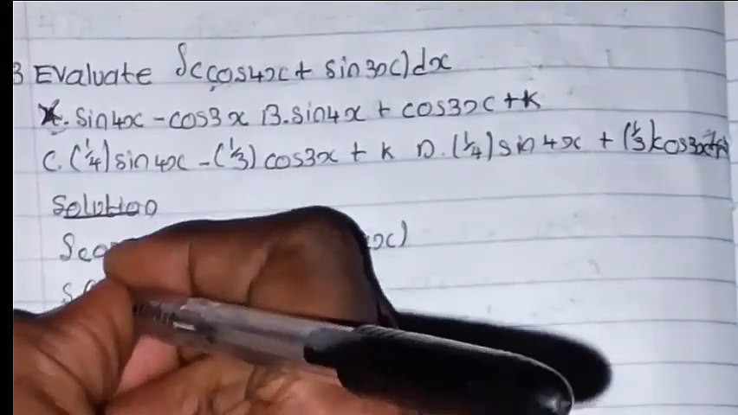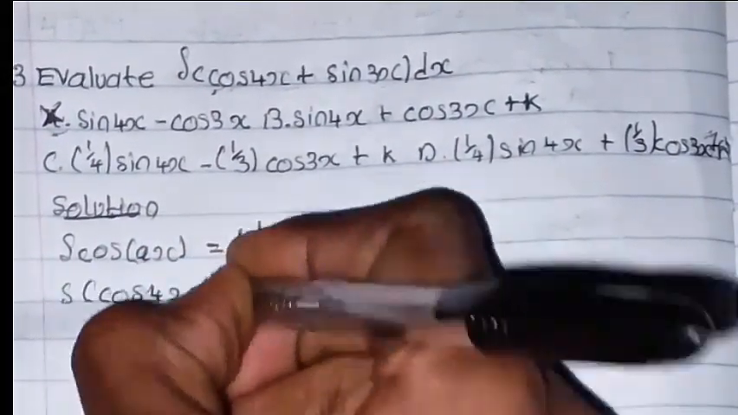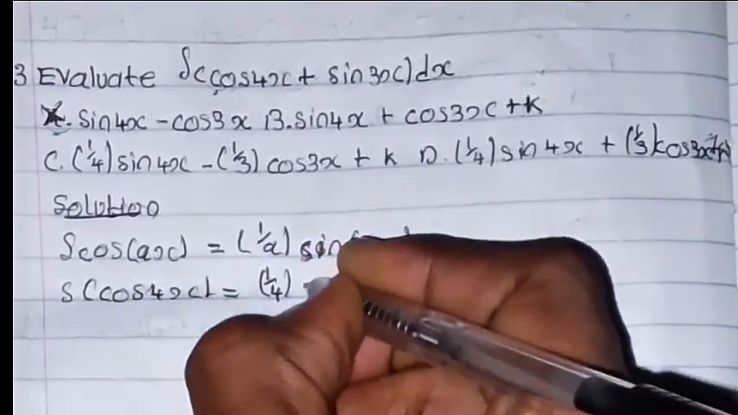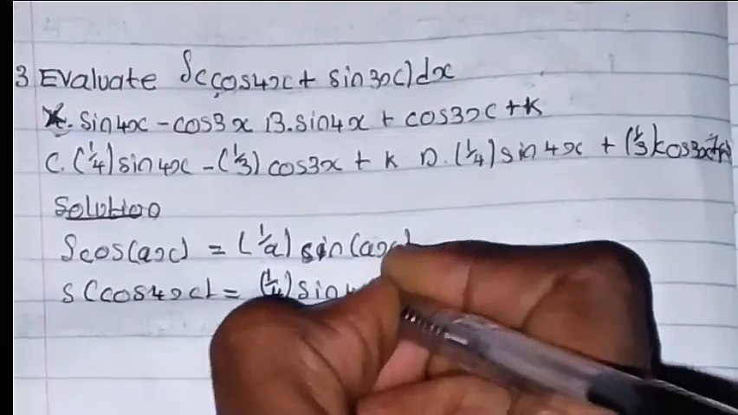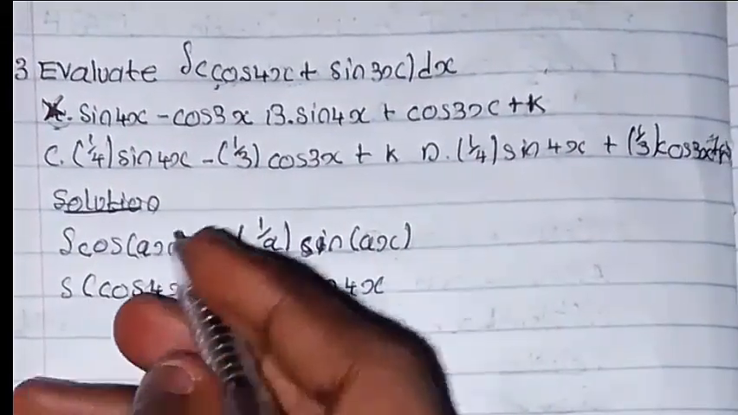Now let's apply that to cos 4x. Remember, a now takes the value of 4, so we'll have that this is 1 over 4 multiplied by sine 4x. So we've evaluated the antiderivative of cos 4x.